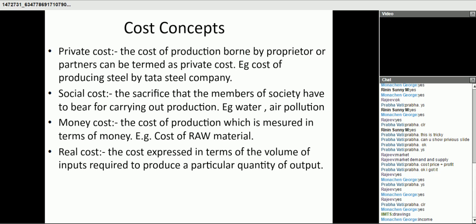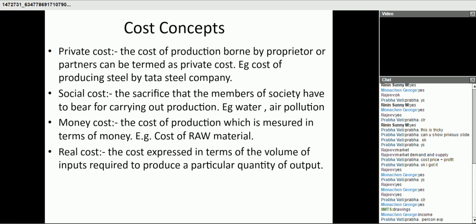Then social cost is the sacrifice that the members of society have to bear for carrying out the production. Example, yes, personal expense, Prabha. Money taken for personal expenses. Example, the water tax, the air pollution. If the factory is spreading some kind of pollution, what measures are taken and the costs incurred, that all will form a part of social cost.